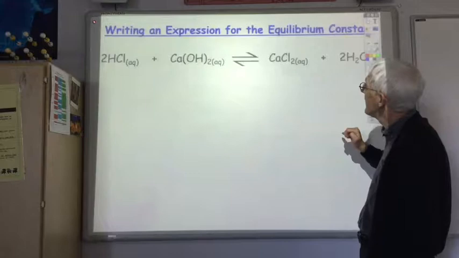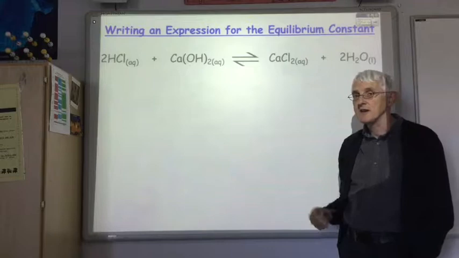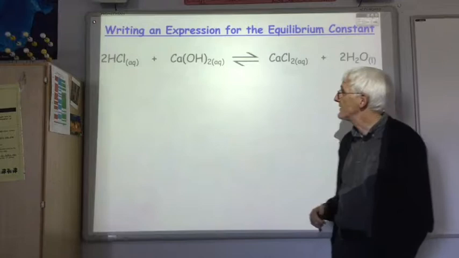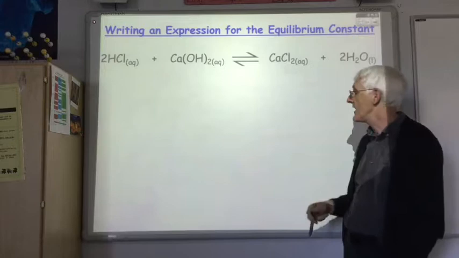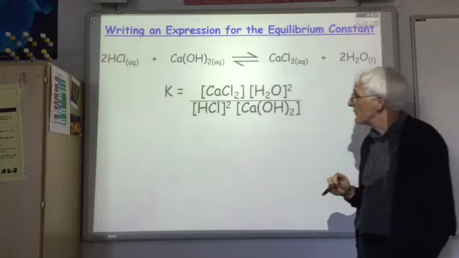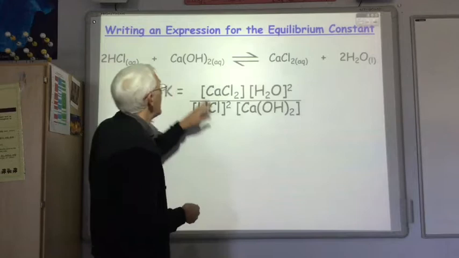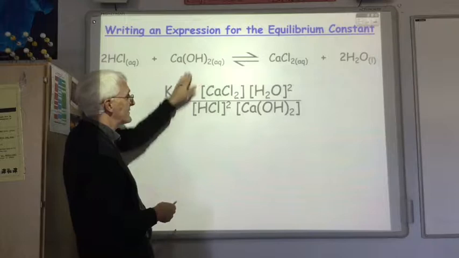So this is quite a common question that you'll be asked in your exams: to write an expression for the equilibrium constant for a given reaction. So here's the reaction between hydrochloric acid and calcium hydroxide. It's a reversible reaction, so we can write an expression for the equilibrium constant. So, the products are calcium chloride and 2 lots of water. So that gives us CaCl2 times H2O squared. Our reactants are 2 moles of HCl and 1 of calcium hydroxide. So HCl squared times calcium hydroxide.